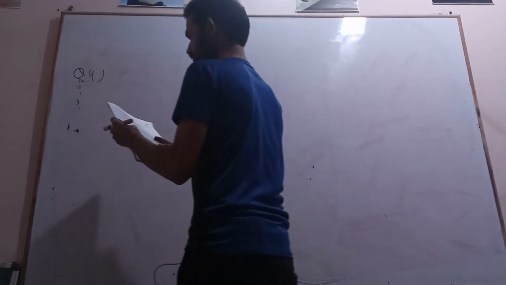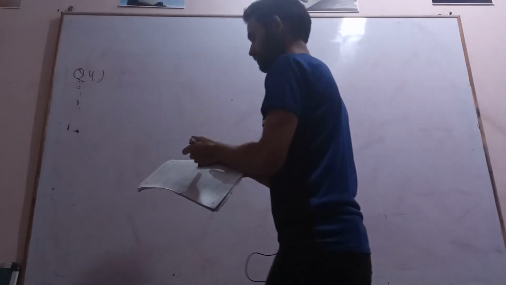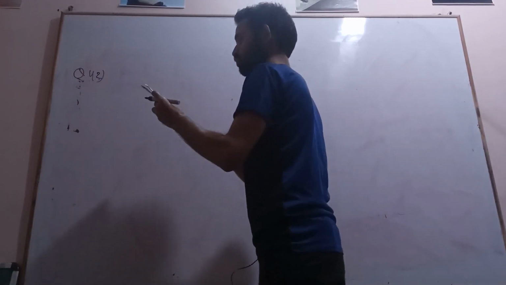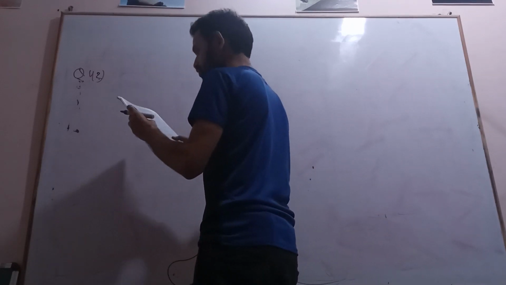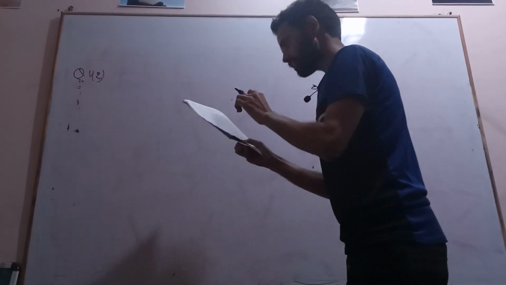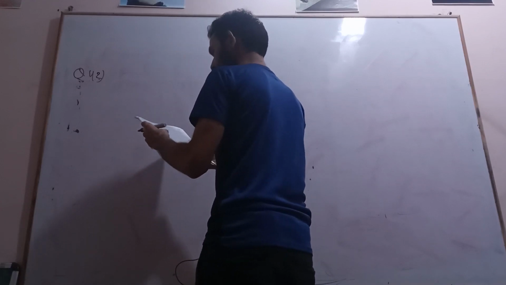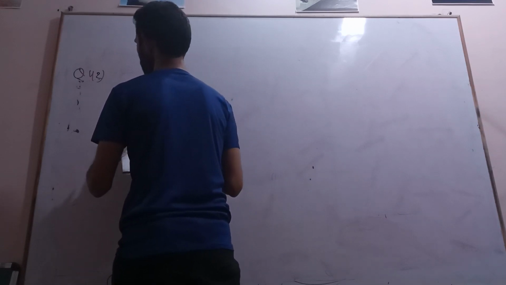So let us see student question number 42. Question number 42 is a cell phone. A cell phone transmits at a power level of 800 milliwatt.